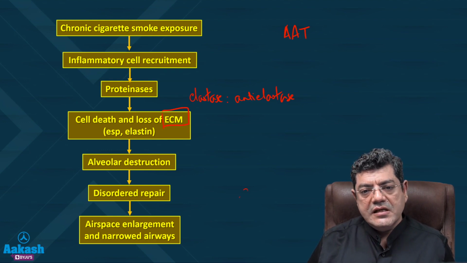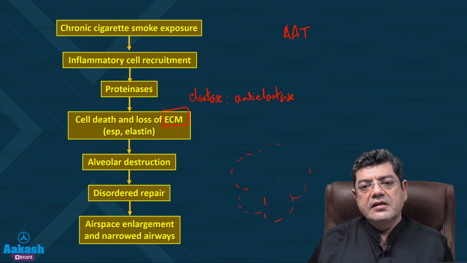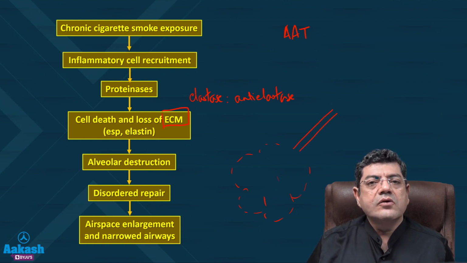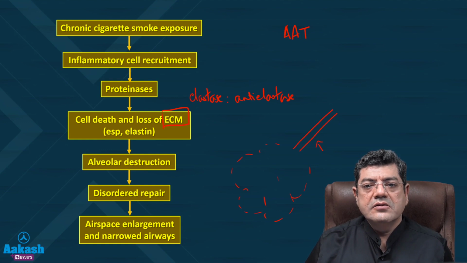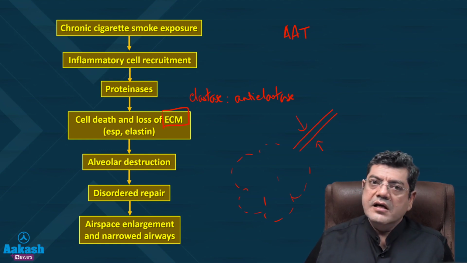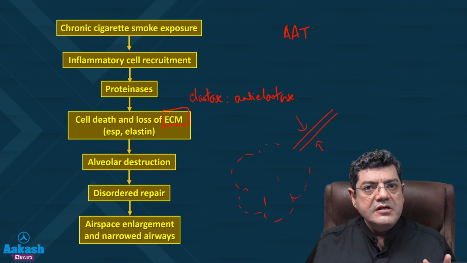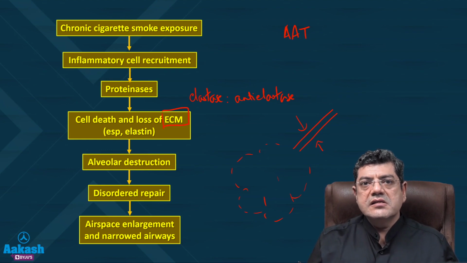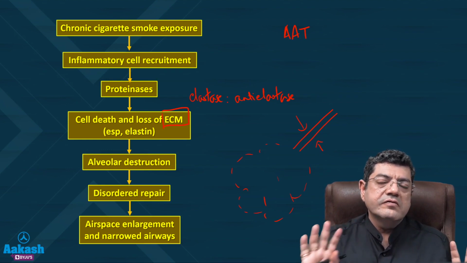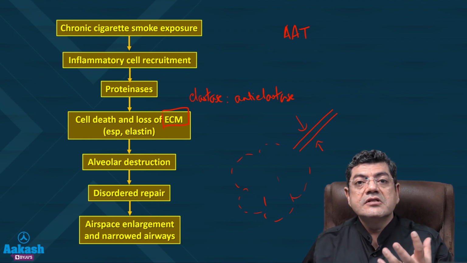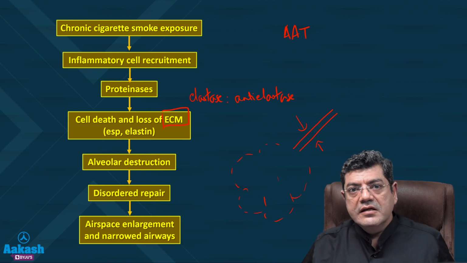The air spaces are enlarged, so the alveolar spaces get enlarged, and the airways that lead out of these enlarged air spaces are narrowed. Correct? So, enlarged air spaces, narrowed airways. Airspace and airway are not synonymous with each other. Airway is the conducting system that brings air in and takes air out of the lung. Airspace is where gas exchange takes place. So, it's the respiratory bronchioles and the alveoli.